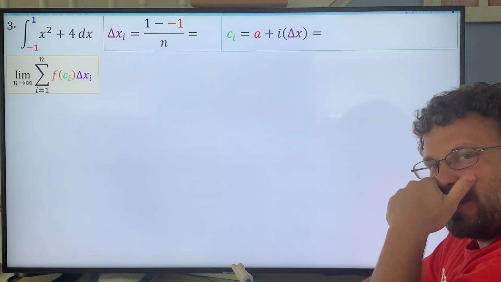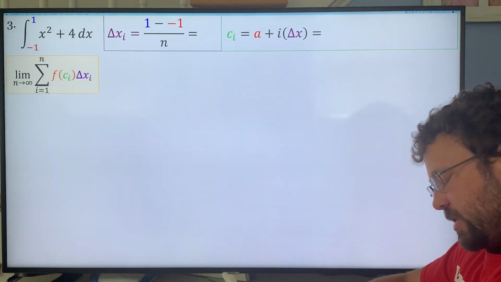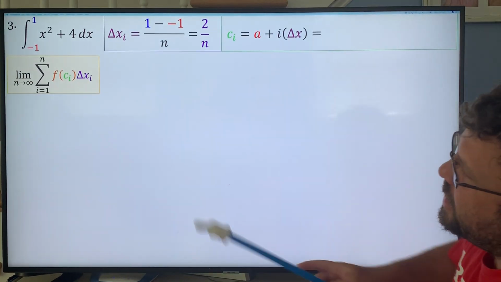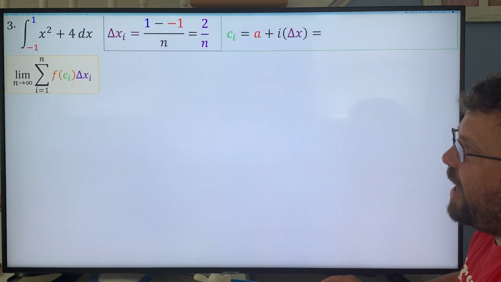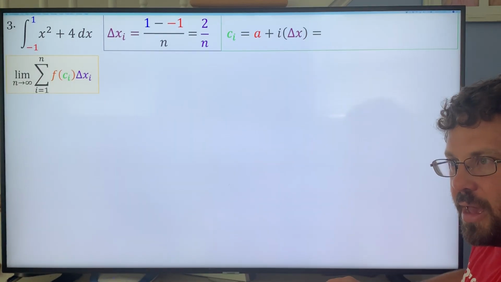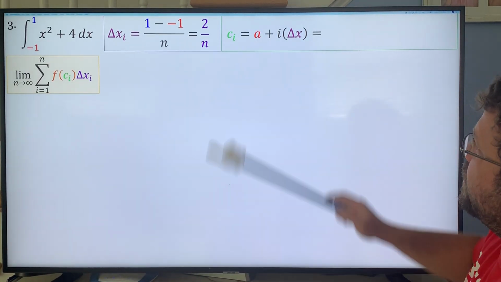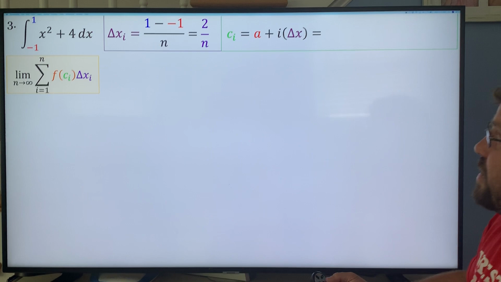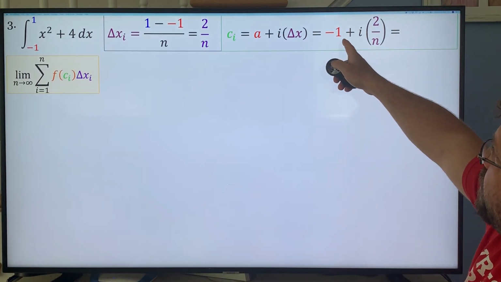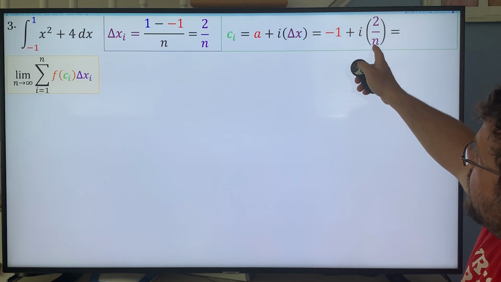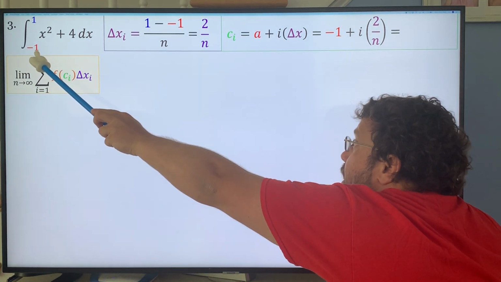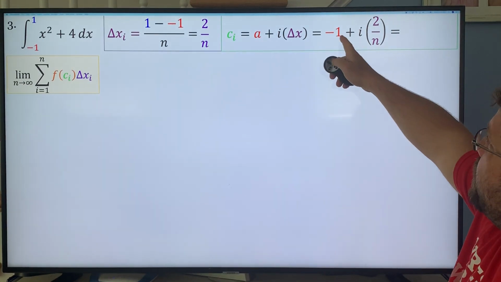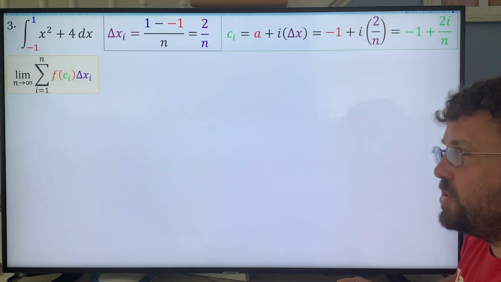This will give us an exact answer because n is going to be infinity, and we're just going to pretty much solve through everything and then reduce in the end. You end up with 2 over n. Now, c i, this piece right here, which is very important, that is going to be a, your lower limit, plus i delta x. That's because each rectangle can have different varying sizes. So -1 plus i times 2 over n, which is -1 plus 2i over n. That's it. That's your c i.